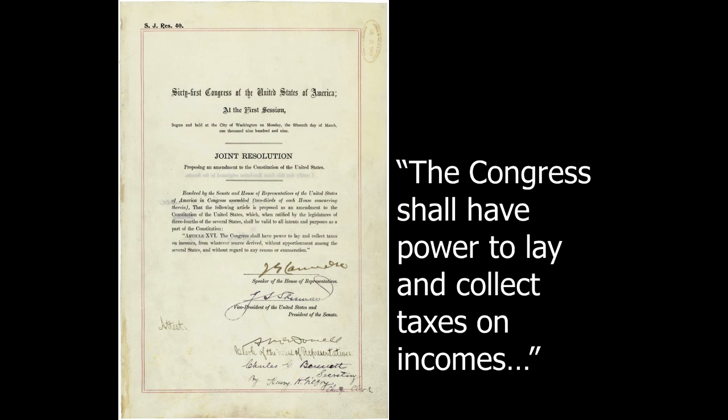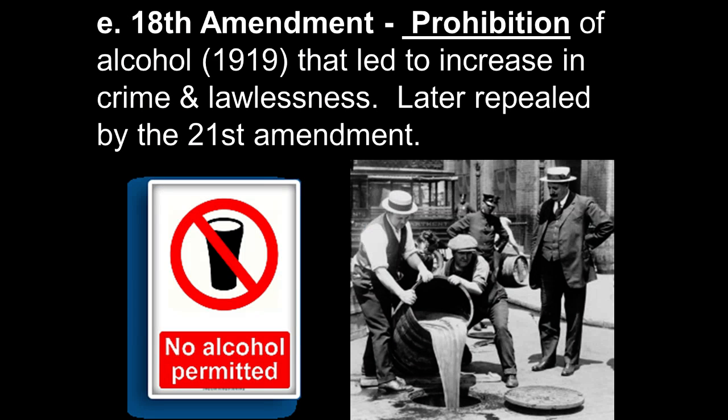And then this amendment is signed into law and says Congress shall have the power to lay and collect taxes on incomes. All right, then we get to the 18th Amendment. This led to prohibition of alcohol, which we said no alcohol can be sold in the U.S., and it was later repealed by the 21st Amendment. So this is the Roaring Twenties, the very beginning of it, when you start seeing speakeasies and people hiding their alcohol, that kind of stuff.